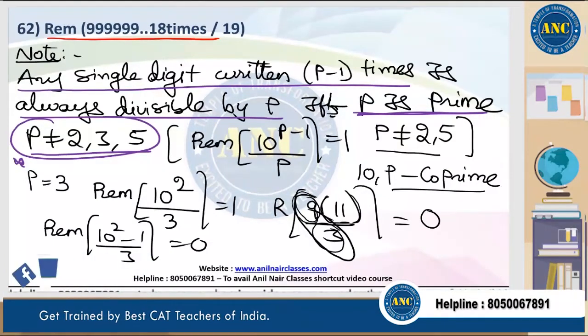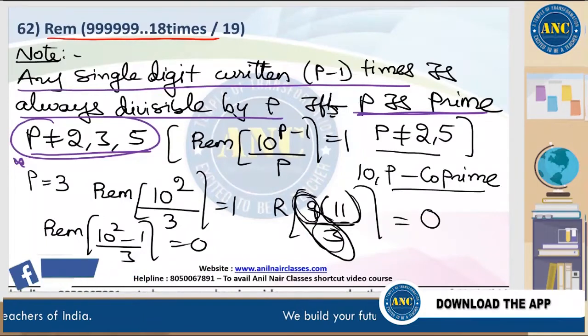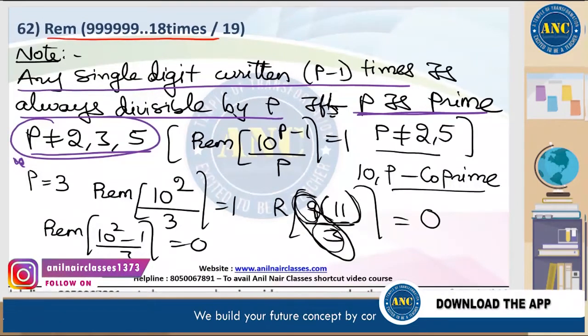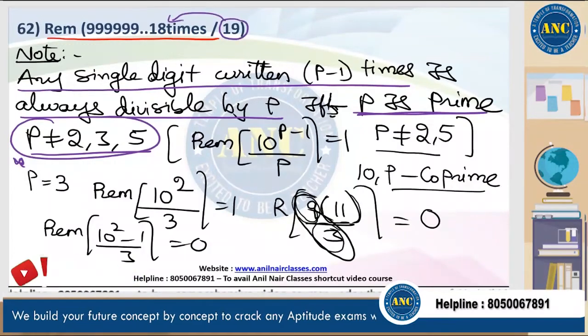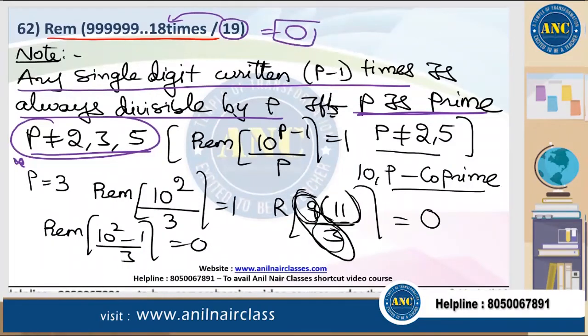So based upon that logic, let us solve this question. This is nothing but any single digit written p minus 1 times. p is 19, p minus 1 is 18 times. So the answer for this question is 0.